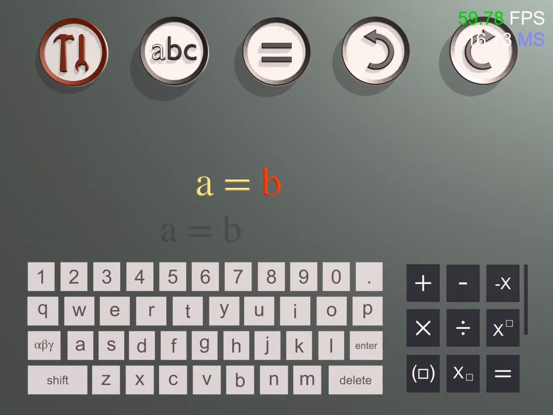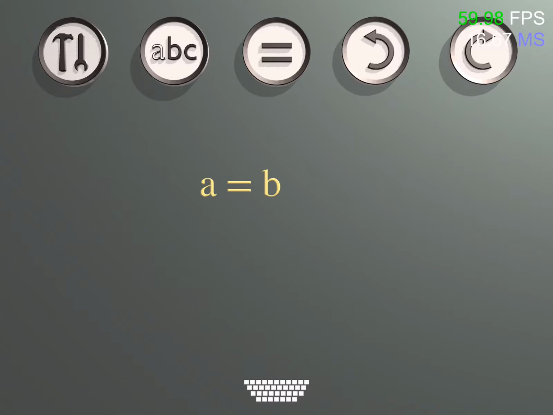All right. Let's go to manipulate mode. So click the button on the upper left. Okay. Now I'm in manipulate mode. So in manipulate mode, anything I do to this expression will be mathematically correct. So let's take the b and move it to the other side. So I want a minus b equals 0. All right. So click on the b and drag it around.